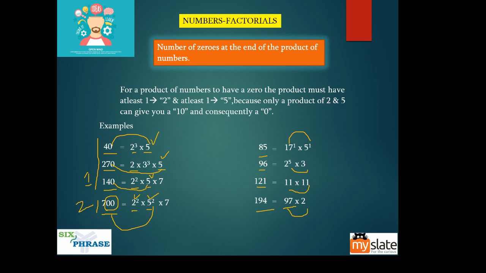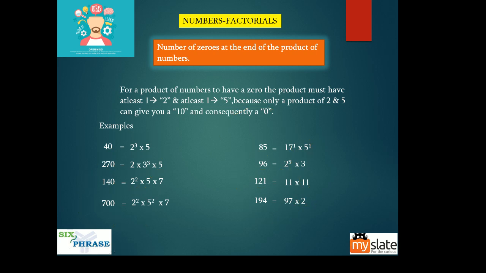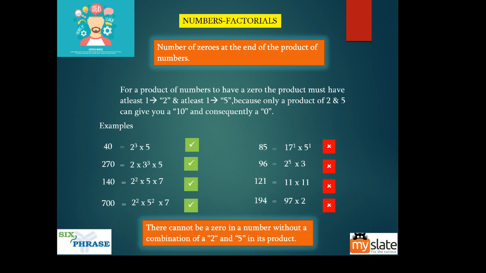I've divided the others into composite, prime factors. So there should be 2 and 5. If we have 2 and 5, we'll get a zero. Here we have 5, but there is no 2. Here we have 2, but there is no 5. Here also we have 2, but no 5. So these are numbers without zeros. All these have 2 and 5. All these don't have 2 and 5. There cannot be a 0 in a number without a combination of a 2 and a 5 in its product.